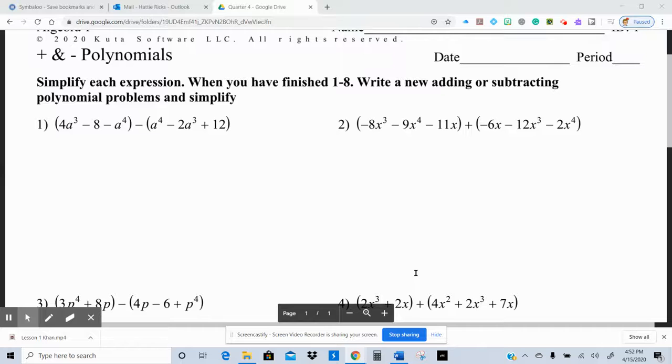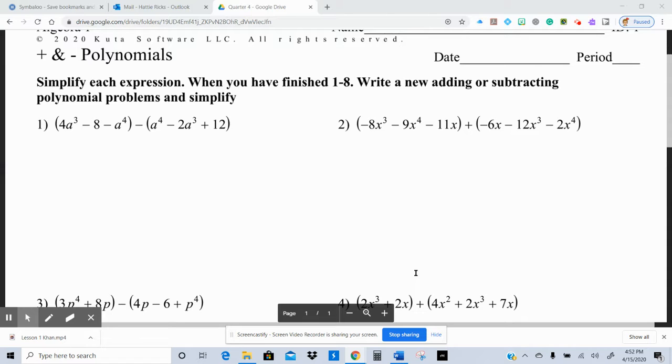Hi, let's read what we're going to do for this worksheet. Simplify each expression. When you have finished 1 through 8, write a new adding or subtracting polynomial problem and simplify. So basically, when you're done with these 8 problems, you will write a problem similar to it that you will also go ahead and add or subtract depending on what you choose to do. So I'm going to start with number 2 though, and leave number 1 for you to work with.